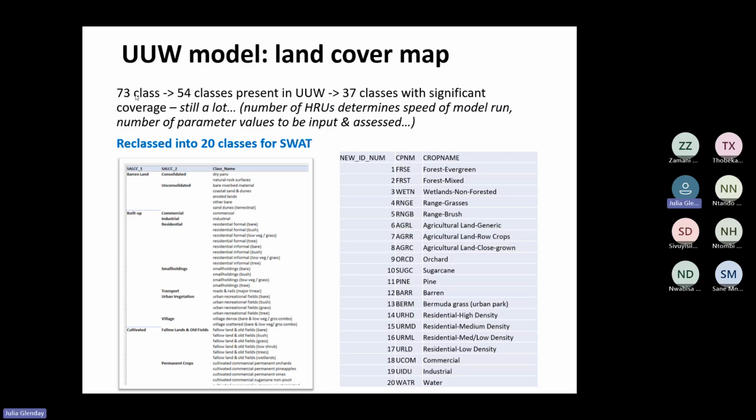So of the 73 national land cover classes, there are 54 present in the catchments that we're working with. And 37 of those have significant coverage. That's still quite a lot in terms of the number of HRUs and the speed of the model run, et cetera, and just being able to parameterize them. So I reclassed this into 20 classes, which is still quite a few. But I thought these are ones we'd want to keep as separate. So these are the 20 classes.